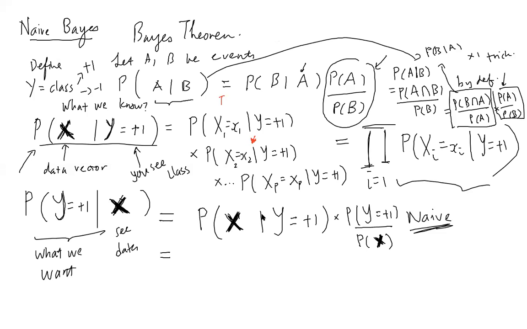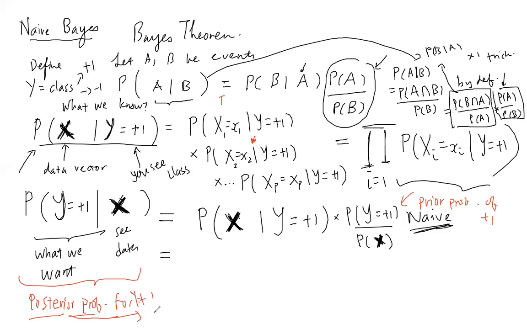Now you have this reverse conditioning. By applying Bayes' theorem, this is what we call the posterior probability for Y equals plus one. This one is what we call the prior probability of plus one. The posterior probability means after looking at the data, given the data, you try to find the probability of the class. The prior probability means not given data. Without giving you any data, what can you say about the probability of Y equals plus one? Basically it's just an opinion.